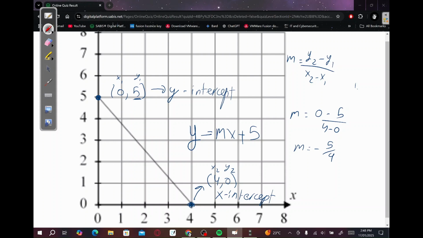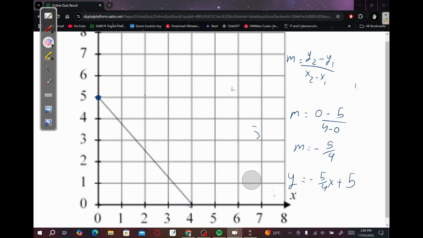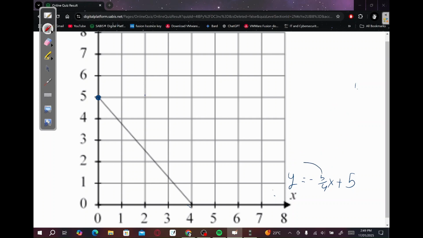So our equation is actually y equals negative 5 over 4x plus 5. Now this looks ugly, right? And even in the answer, they don't want it like this. They want x and y on one side, and they want it all in whole numbers. So we're going to rearrange it the way they wanted. We're going to take the negative 5 over 4x to the other side. So it's going to be 5 over 4x plus y is equal to 5.